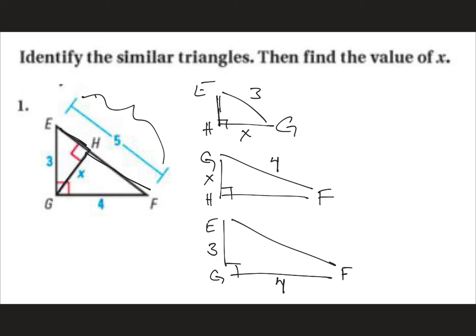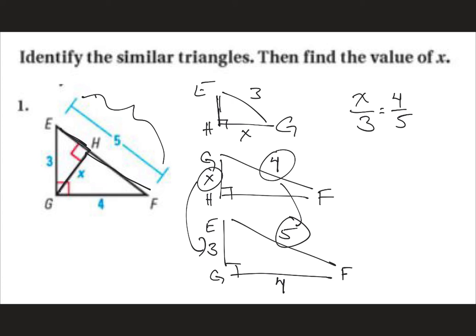So we also know, I didn't set this up before, that EF is 5, so I'm going to fill that in on the original triangle. And now we can set up our proportion. That was a great mistake. So I'm going to say X over 3, the short legs of the two triangles, is equal to 4 over 5, the hypotenuse of each of those triangles. We use our cross products and we get 5x equals 12. So x equals 12 over 5.